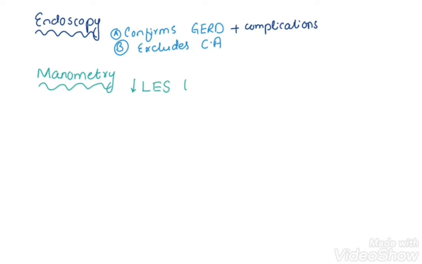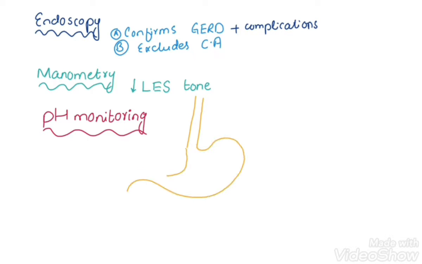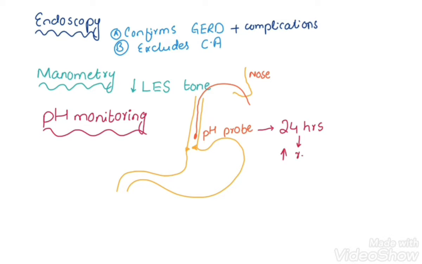In manometry, decreased LES tone is seen, and in pH monitoring, acidic pH in the lower esophagus confirms GERD. In pH monitoring, we pass a probe through the nose down into the esophagus, just above the LES. The lower end of the probe detects changes in pH. This probe is left for 24 hours within the esophagus. If it shows acidic pH in the lower esophagus, GERD is confirmed.